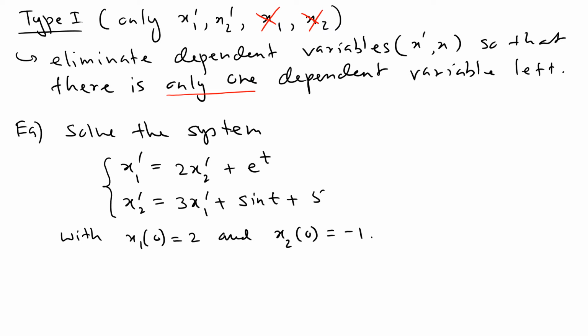So this is the kind of system we are talking about, and you can see that there are only derivative terms. You don't see any x1 or x2 terms. So this is the first type, the easiest case. We're going to take the derivative terms to one side and rewrite the system. So the idea is to take all derivative terms, that means the dependent variable, to one side.